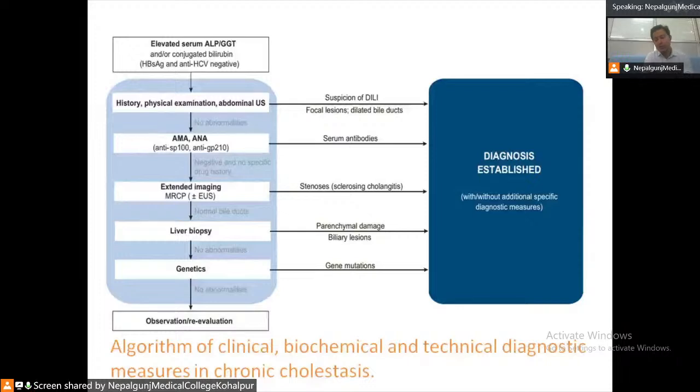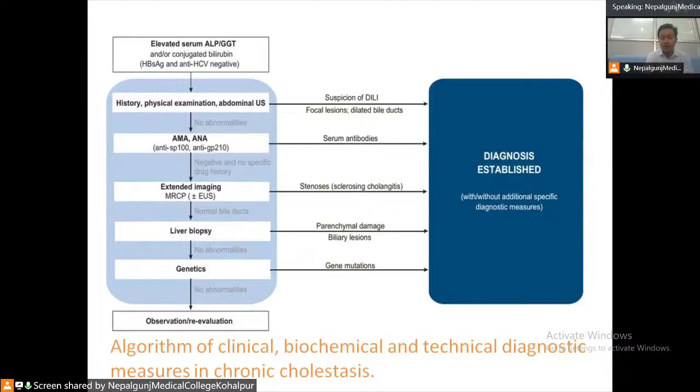So, ultrasonography you usually do externally. But you can also do ultrasonography endoscopically. You do endoscopy, you do ultrasound. It is better especially for biliary lesions and pancreatic lesions. Okay. So you do MRCP or, if needed, endoscopic ultrasound.